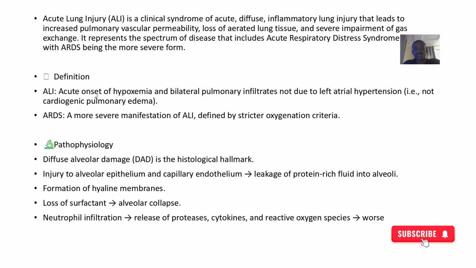Alright, so definition: there's acute onset of what? Low oxygen levels in the blood, that's hypoxemia, and there's bilateral pulmonary infiltrates due to left atrial hypertension. So that's the acute lung injury. Then it could also be followed by what? Acute respiratory distress syndrome, which is a more severe form of acute lung injury.